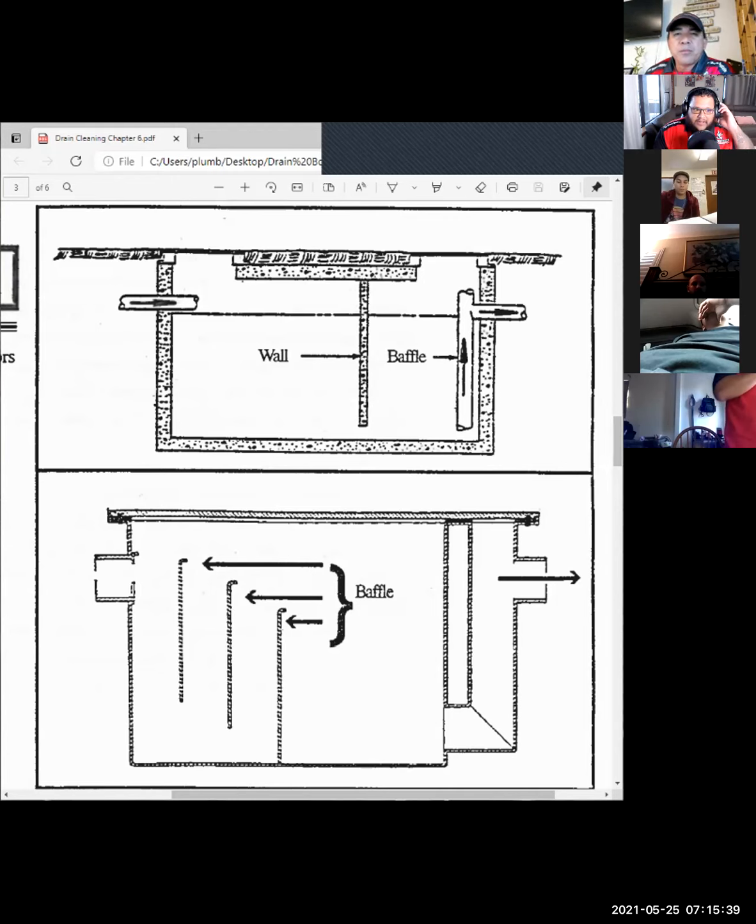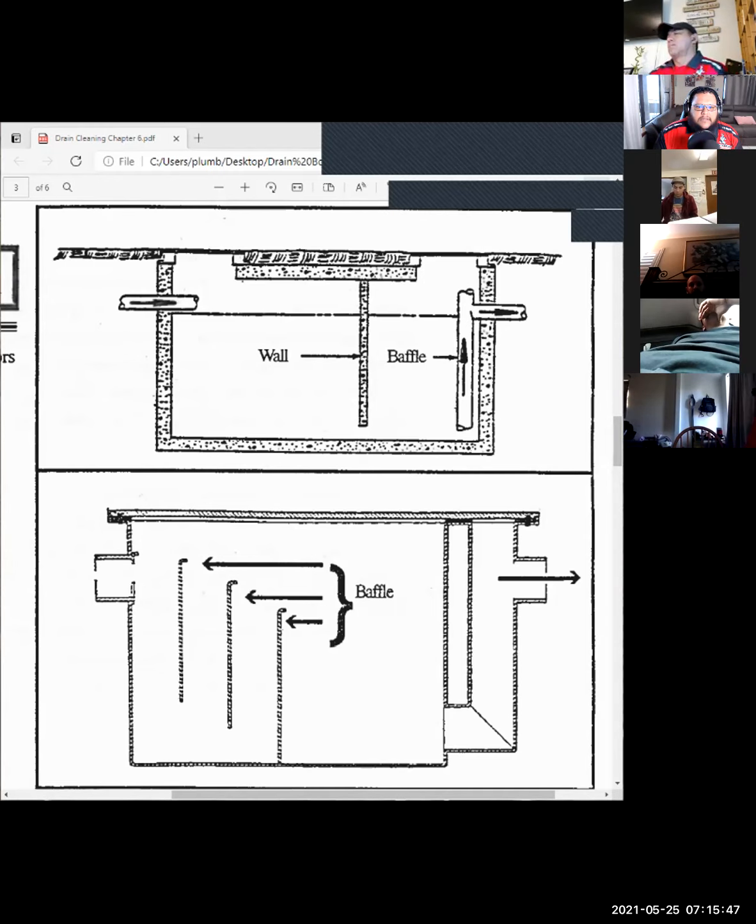Let me get you guys can see my mouse here.